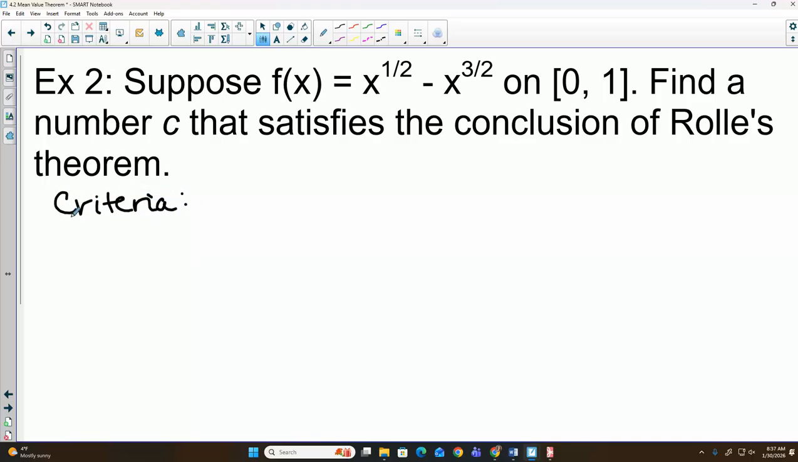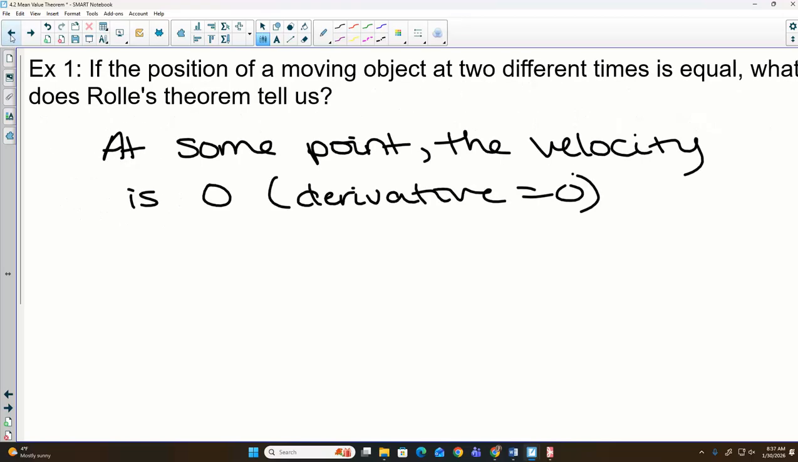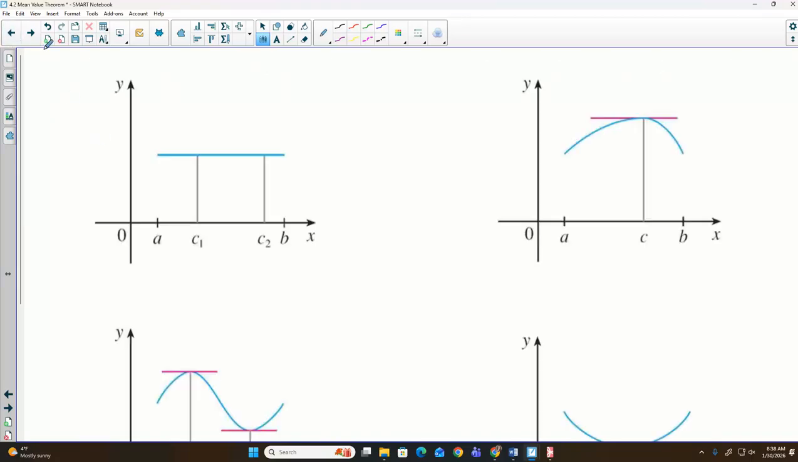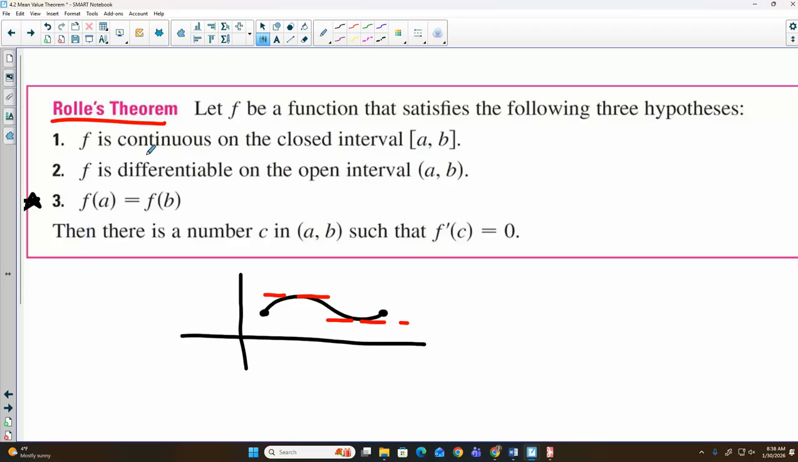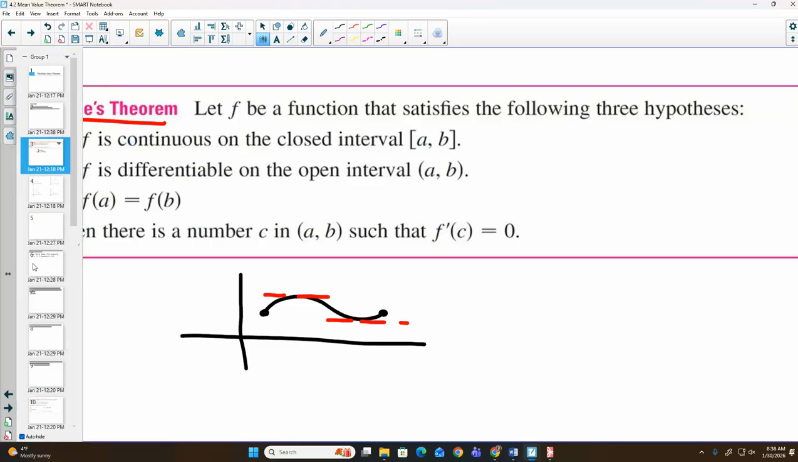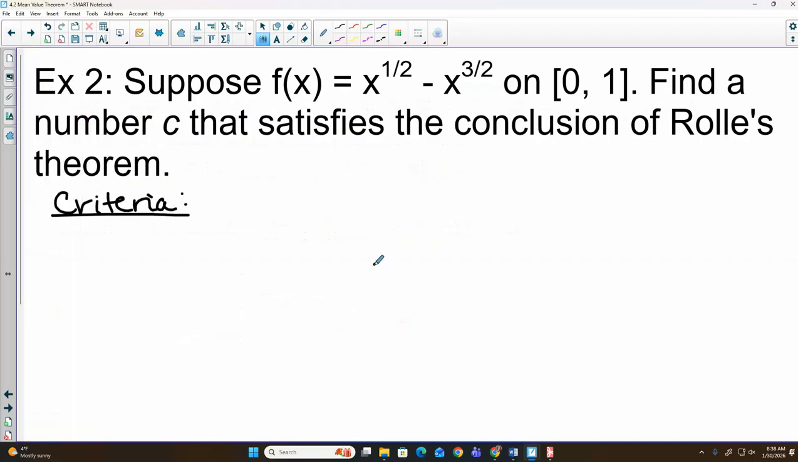We have to make sure it works. The criteria is, look at my slide, 3 things. It has to be continuous, the derivative has to exist, and the endpoints have to be equal. Now a lot of these, I'm going to give you polynomials. If it's a polynomial, you can just say it's a polynomial, so it's continuous and differentiable. We've already established that in the past.